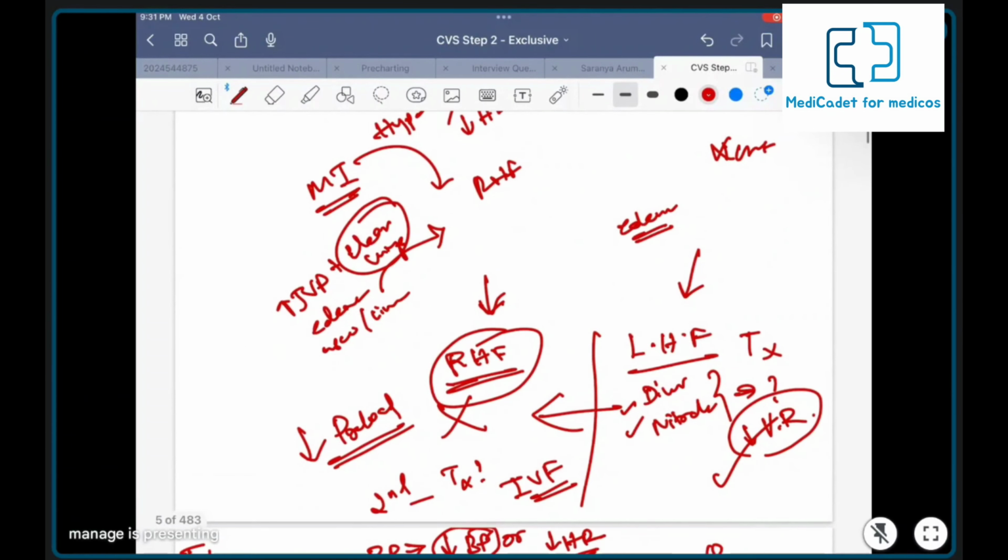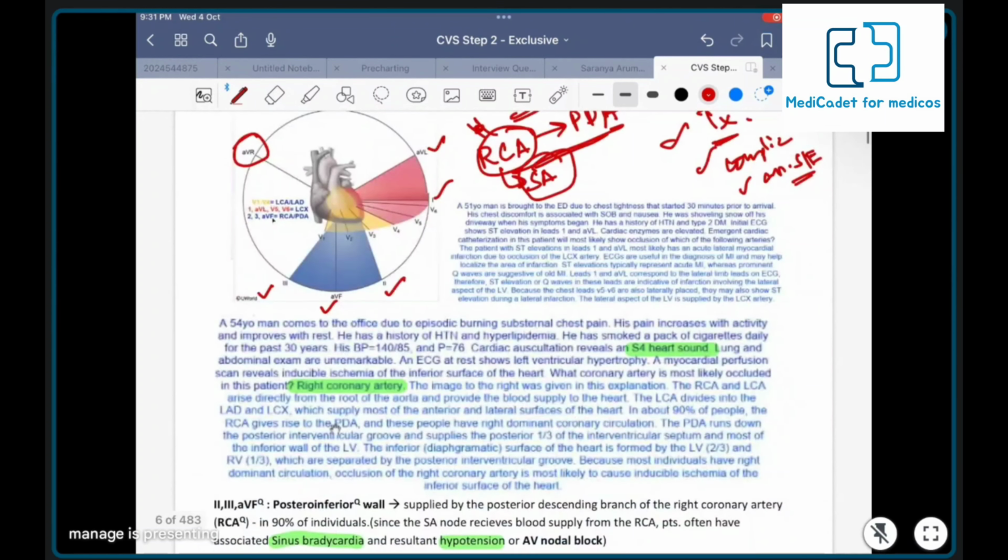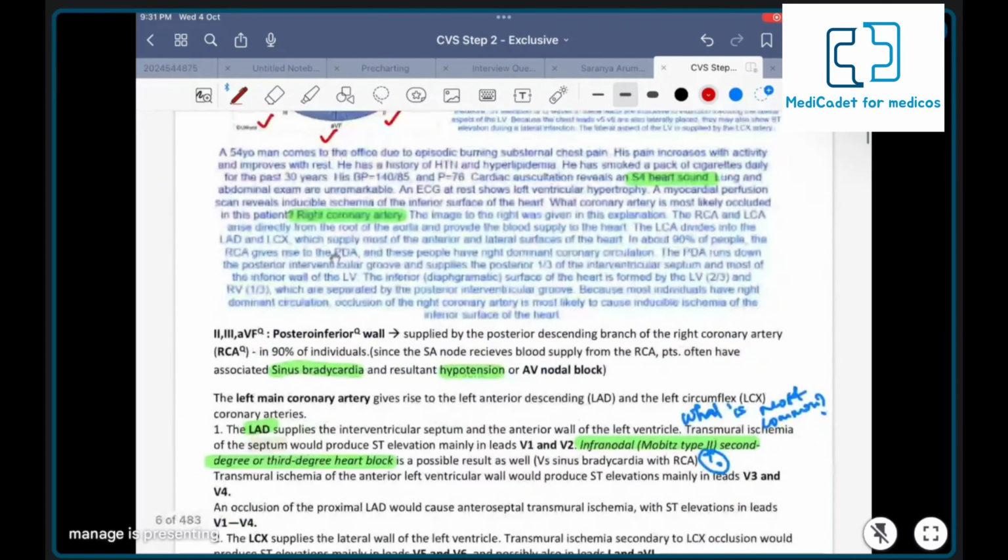Yeah. So basically, right heart failure, the treatment is IV fluids. Left heart failure, it's diuretics and nitrates. Right heart failure, the clue is clear lungs. One more thing, MI patients, inferior leads are getting affected. Look for hypotension and heart rate. If they are affected, then the patient is having right heart failure. So treatment will be IV fluids. Got it? Clear? Yeah. So same thing.